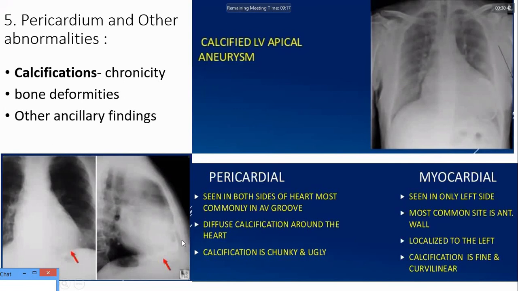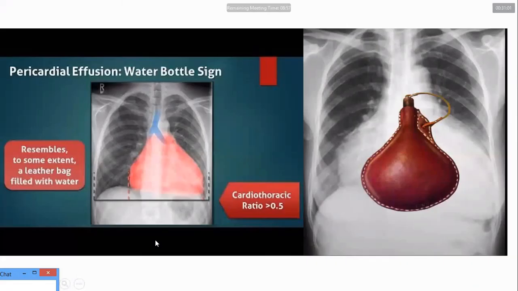Now, look at this. What about this on X-ray? There is a speckled type of calcification. This is not as regular in comparison to this. So this is speckled, non-linear, chunky, or ugly type calcification. This is peculiar of pericardial calcification.